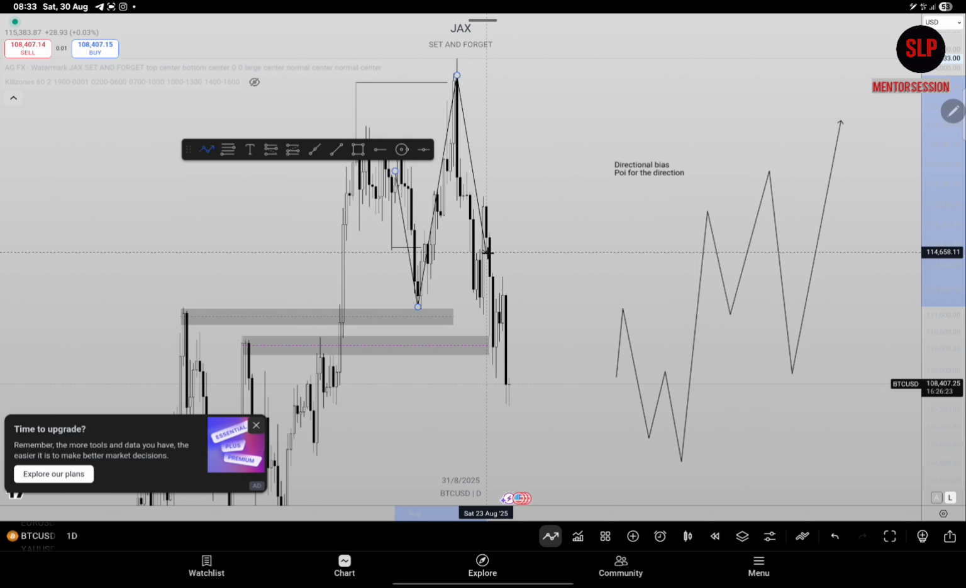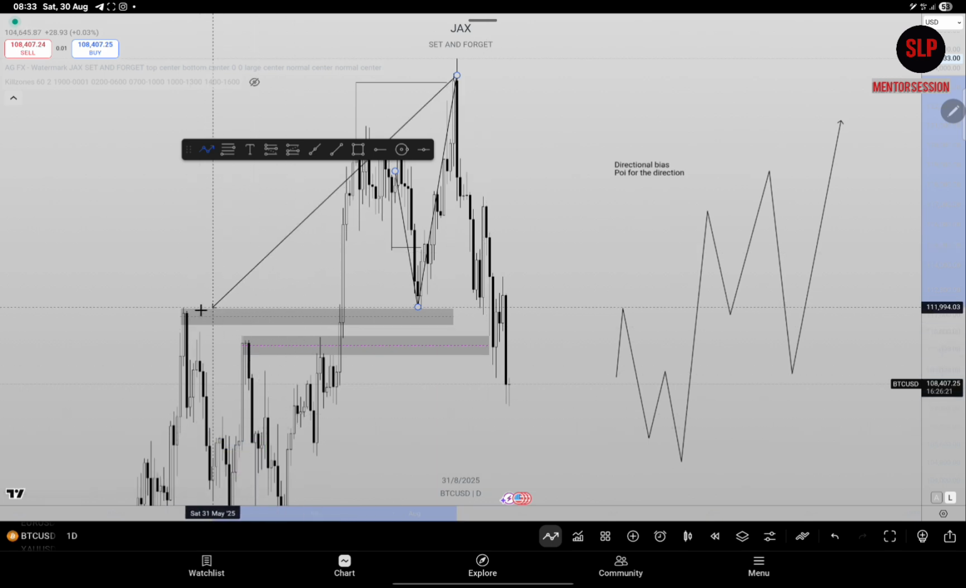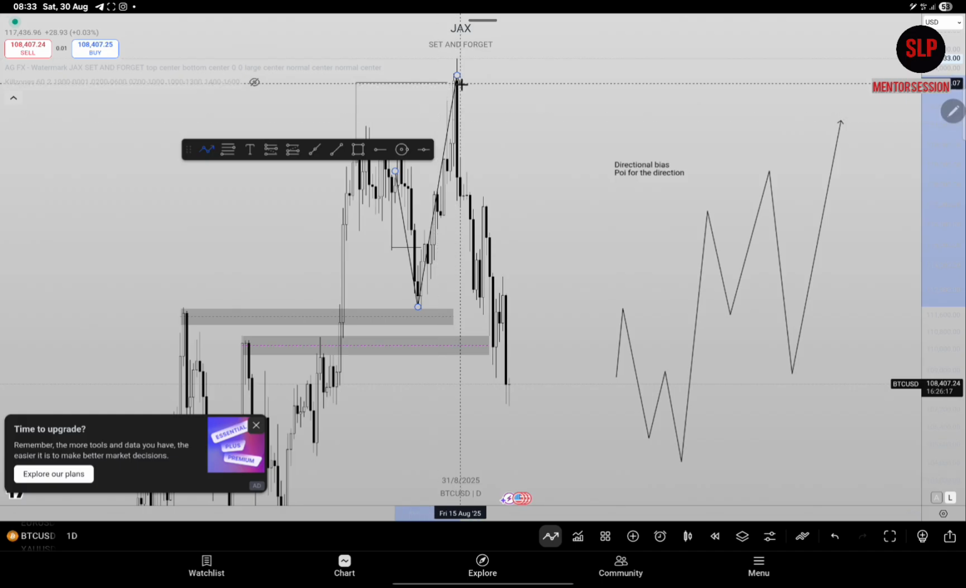Now the POI for the direction: price used this second breaker block that had a valid liquidity to create the new higher high. So that's the POI for direction. And what are we expecting again? Price to use the first breaker block that failed to create a new higher high again, but this time it's invalidating the last higher low.